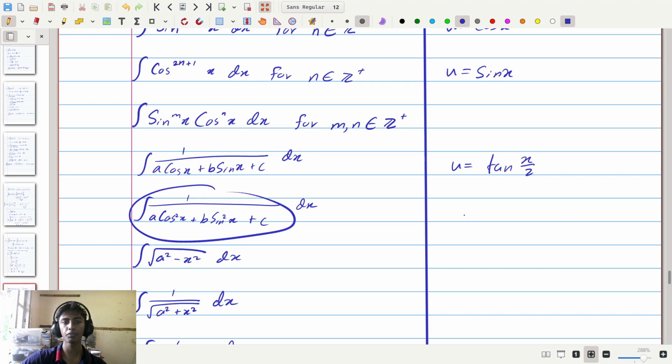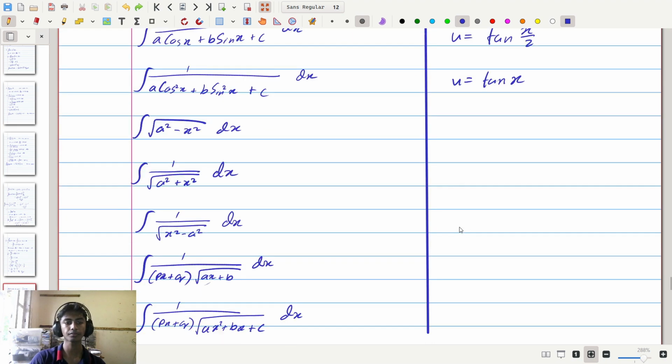As for this integral, we have 1 divided by a times the cosine squared of x plus b times the sine squared of x plus c. In this case, what we're going to want to use is u equals the tangent of x. Again, using trigonometric identities, we can simplify this using this substitution into a nicer answer.